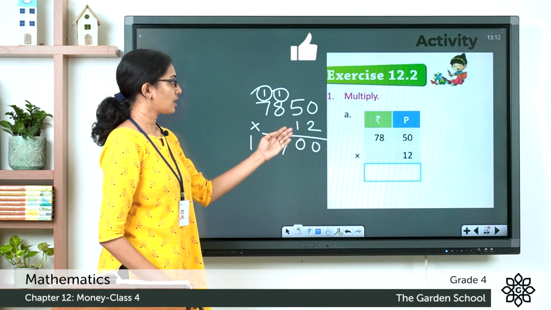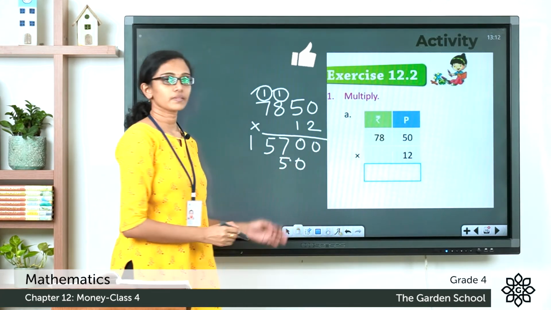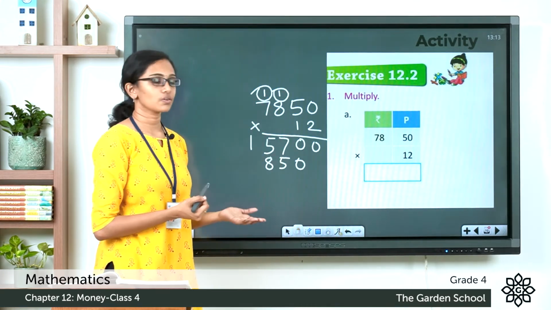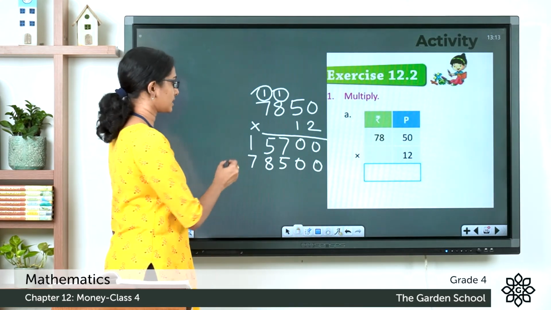Now the next one. 1 into 0 equal to 0. 1 into 5 is equal to 5. Then 1 into 8 is equal to 8. Now 1 into 7 is equal to 7. Adding a 0 to the end to correct the columns and places.